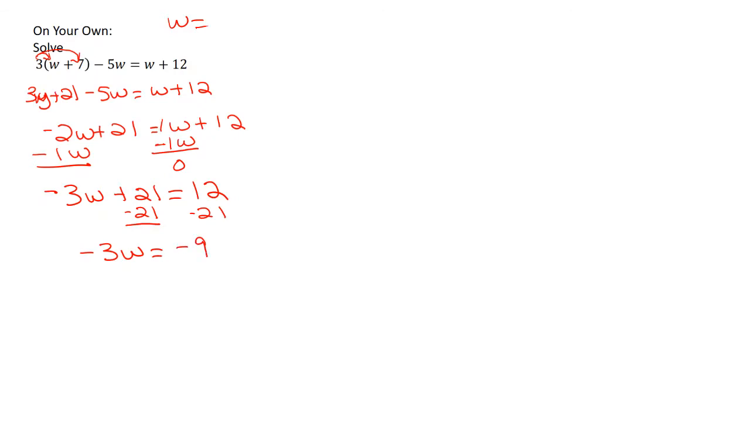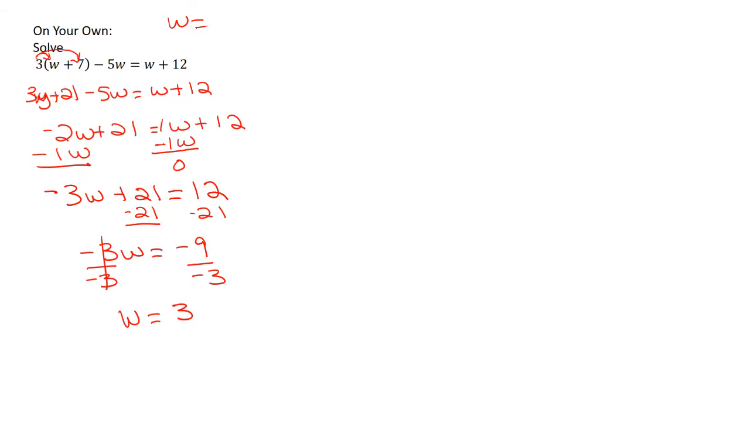All right, so now almost there. I still have to get rid of this negative 3. So I'm going to divide both sides by negative 3. So negative 3 divided by negative 3 is 1. So that just leaves me with w equals, and negative 9 divided by negative 3 is a positive 3.